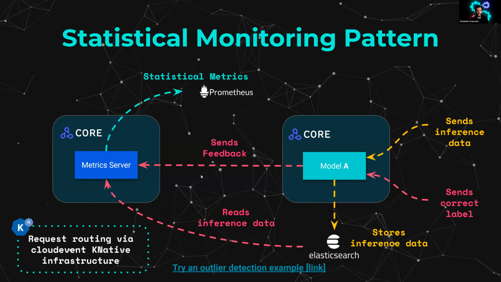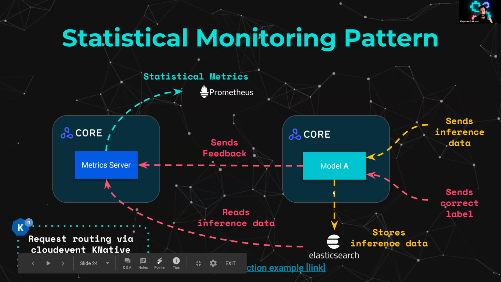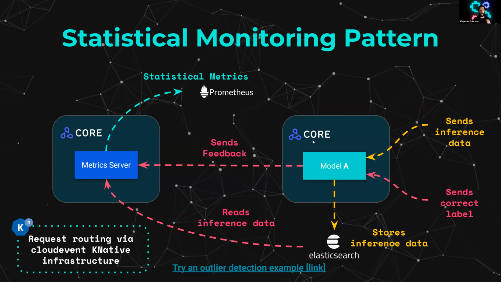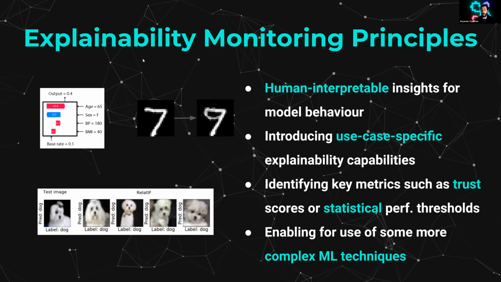So that's basically the overview of the statistical monitoring pattern. I mean, it really is quite intuitive if you have calculated the performance of a model in your experimentation phase, right? So this is really just abstracting that and providing it in a way that can scale to multiple components. Now, let's go to the second part on explainability monitoring principles.